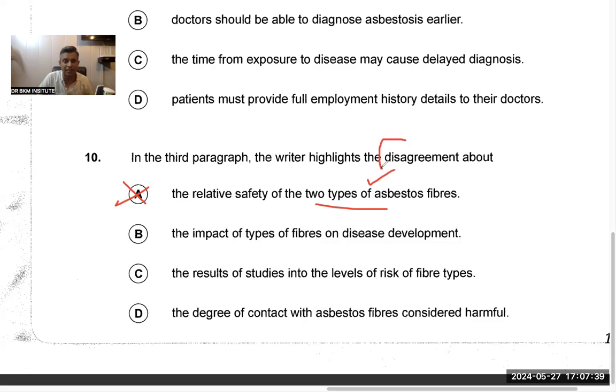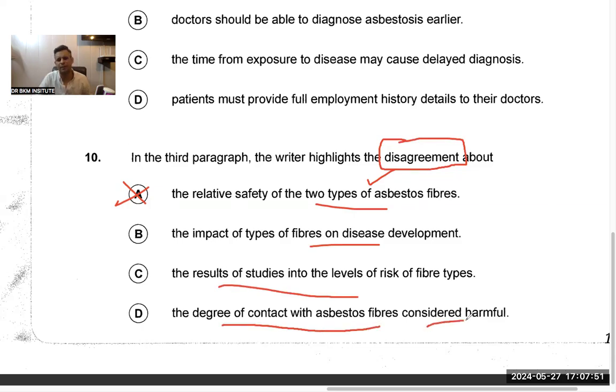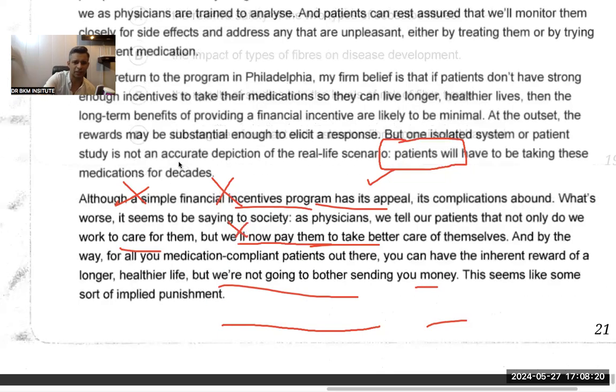But again, read the question. The question has the power. The question is about what there is to disagree on. The impact of the types of fibers, the results of the study, the degree of contact with the asbestos fibers. Degree of contact, if you understand, means amount of exposure. So they changed the word. Again, not easy, but elimination will do. The relative safety of the two types of fibers cannot be the answer because there is no argument. The impact of the type of fibers on disability, again, there is no disagreement because both fibers have impact. A is more dangerous. Again, A and B are almost the same. The results of the studies into the levels of risk of the fibers, let's see the results of the studies.